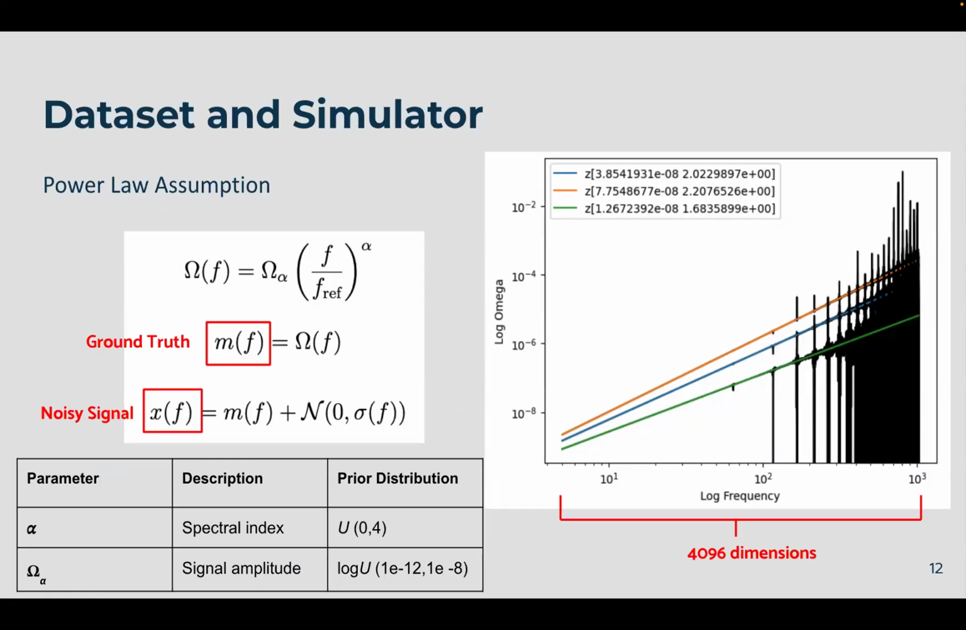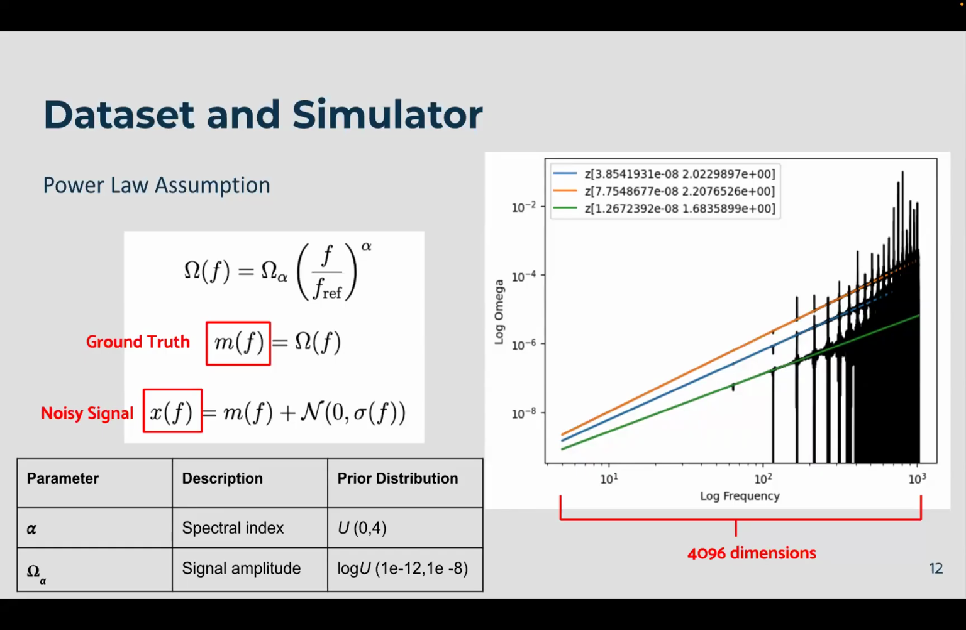As Daniel mentioned, we generated data using a simulator, assuming the data follows this power law assumption with two parameters, the spectral index alpha and the amplitude omega. So we sampled from the prior distributions for both of these parameters to generate a large sample of data points, for which we saved the ground truth value as well as a noisy version of the signal, where we just inject Gaussian noise where basically the variance changes based on the frequency.